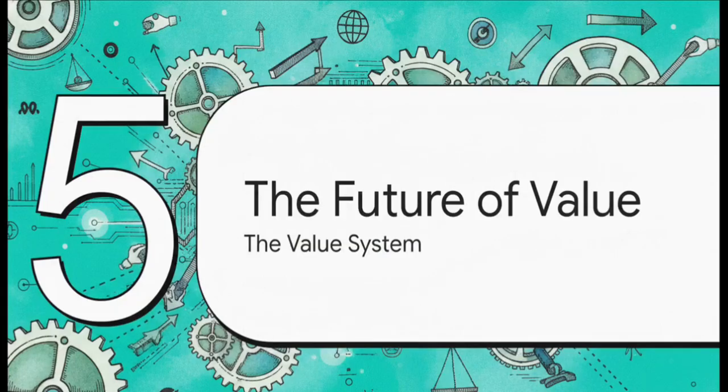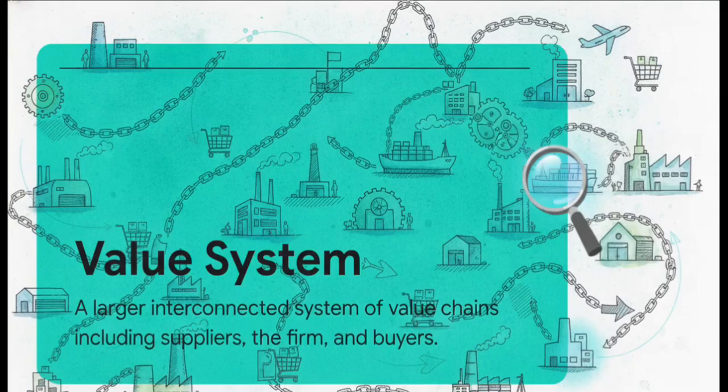Finally, we arrive at Section 5, the future of value, the value system. Because believe it or not, firms are already aggressively trying to rewrite the rules to tilt this massive board in their favor. Michael Porter actually envisioned this natural evolution. He termed it the value system. We've moved way past just worrying about your own firm's chain. A value system is a massive, synchronized, industry-wide beast. It links the value chains of a firm's suppliers and their suppliers, the firm itself, the distribution channels, right down to the buyers. Everyone is managing their own little chain, but they are all completely tangled together.